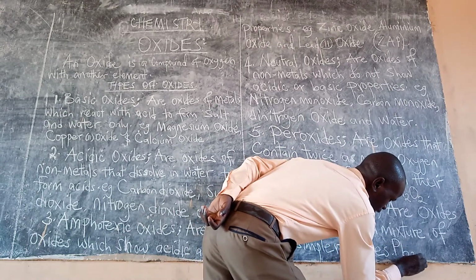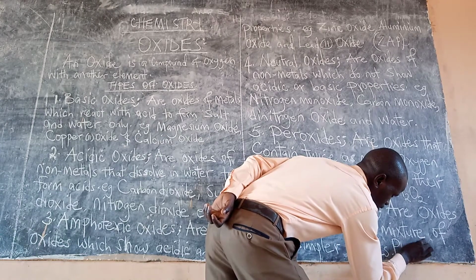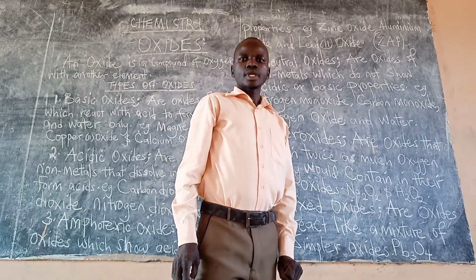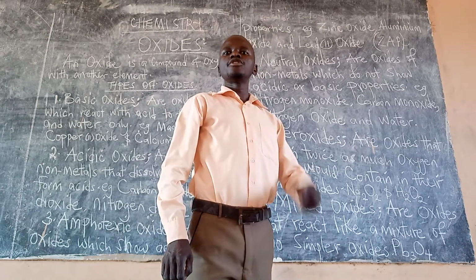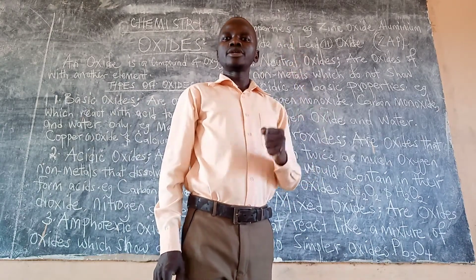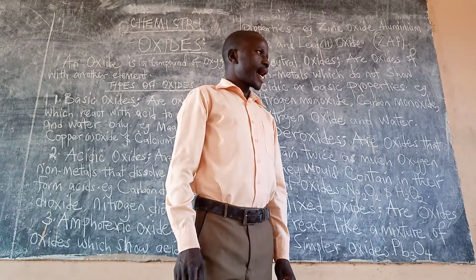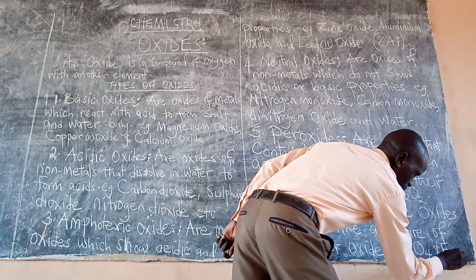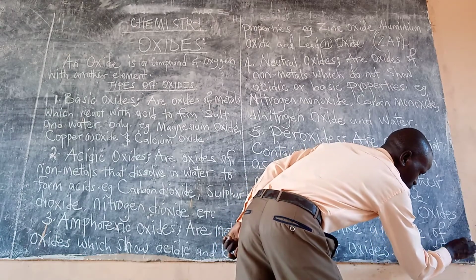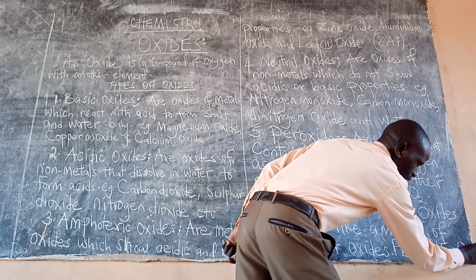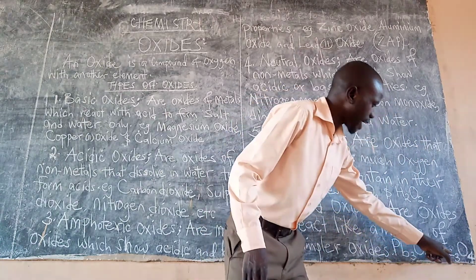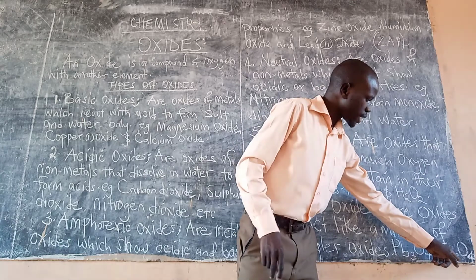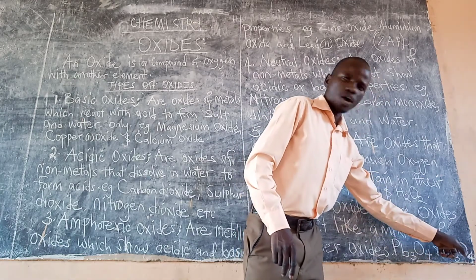This is lead. That is lead tetraoxide. Apart from lead tetraoxide, we have tri-iron tetraoxide. Tri-iron tetraoxide, written as tri-iron tetraoxide. This is 4, so here I'm writing 4. Tri means 3, okay? Then tetra means 4. So we have tri-iron tetraoxide.